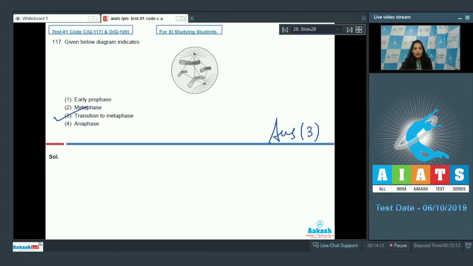For the diagrams, you have to refer to your NCERT, because diagrams in your exams are generally taken from your NCERT textbooks. Let's see the next question.